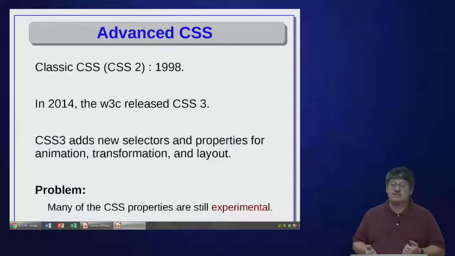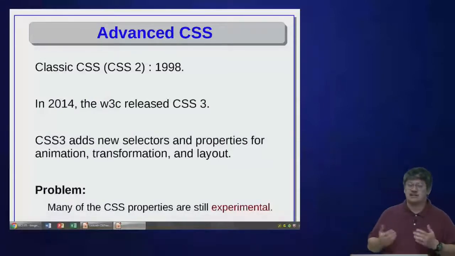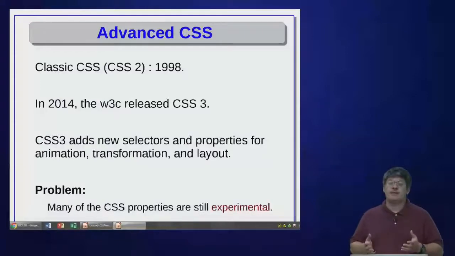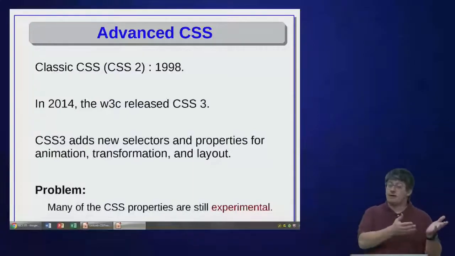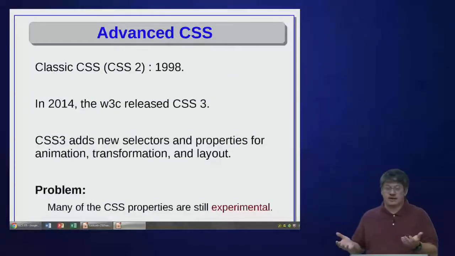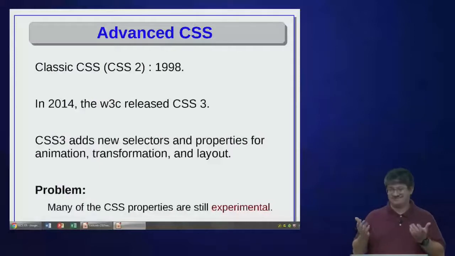In 2014, the W3C released version 3 of CSS. And version 3 adds a lot of new features. It adds some new selectors. It also adds properties for doing animation, transformations, and for extra layout. We may not talk about those because they're pretty advanced. The problem with this is that a lot of the features of CSS3 are still experimental. By that I mean that not all browsers support them really well. So this feature may work really well in Chrome, but not in Firefox. And this feature will work in Firefox and Chrome, and maybe even Opera, but not in Internet Explorer. A lot of things don't work in Internet Explorer. Microsoft has trouble keeping up.